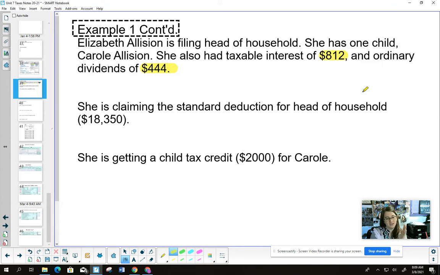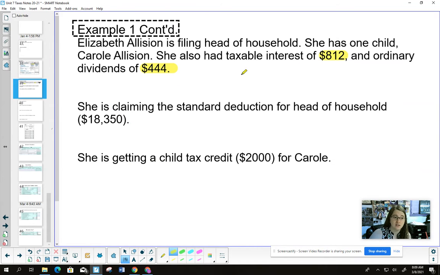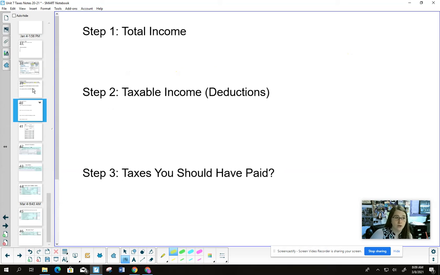Now, we haven't talked about interest yet, actually. You can earn interest off of a savings account. We're going to go back to that in Unit 4 after spring break. And dividends come from the stock market, and we're going to get to that also after spring break. So with the total income, she has her job and these 2 things. Go ahead and find her total income then.